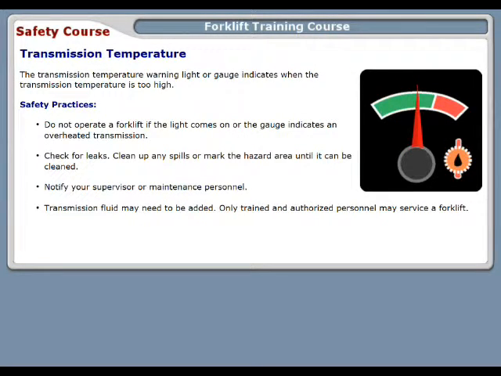The transmission temperature warning light or gauge indicates when the transmission temperature is too high. Safety practices include: do not operate a forklift if the light comes on or the gauge indicates an overheated transmission. Check for leaks. Be sure to clean up any transmission fluid spills or mark the hazardous area until the area can be cleaned. Notify your supervisor or maintenance personnel of any hydraulic leaks or transmission leaks. Transmission fluid may be added. Only trained and authorized personnel may service the forklift.